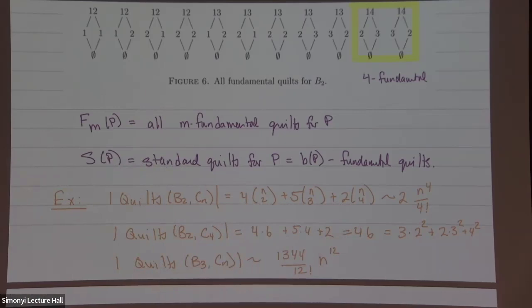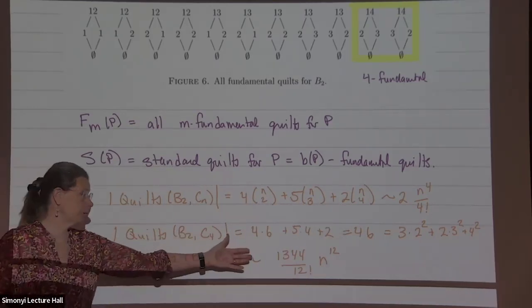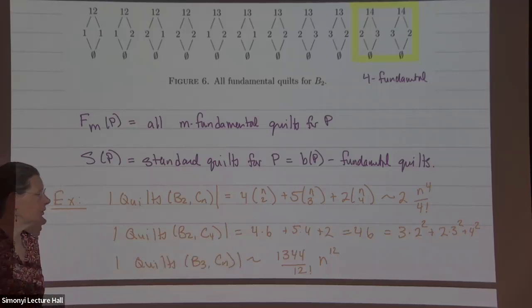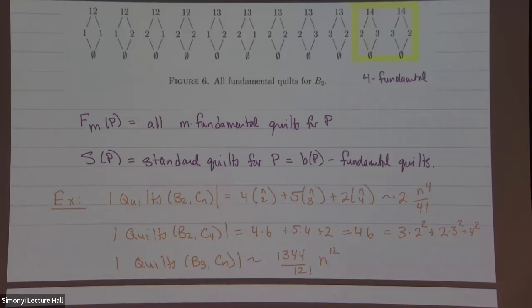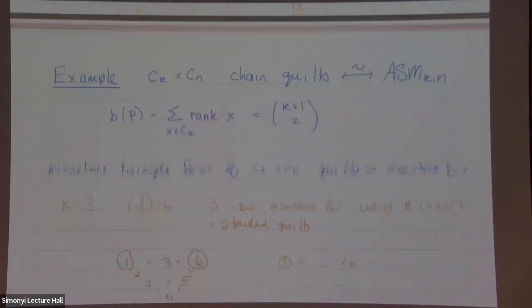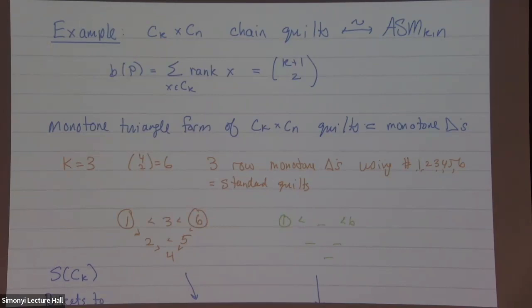Okay, and for B3, Cn, you can figure that out too, but already the number of standard quilts is 1,344. You don't do that by hand, right? So they get big fast, but it would be very interesting to understand the number of standard quilts for a poset in a better way. Just like we understand the number of standard tableau, it'd be really neat if there's some kind of a formula like that. So I wanted to explain them a little to you, hoping somebody's going to catch on to this idea. We don't have a formula for that though.